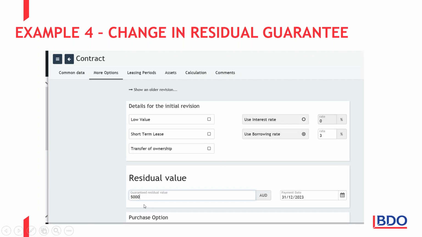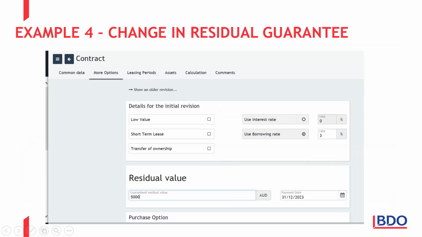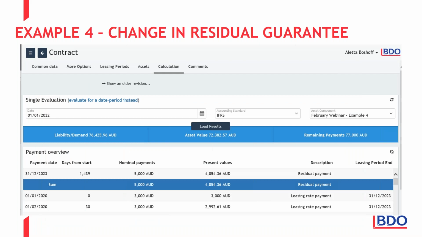So Aletta has gone ahead. We've created a reassessment. We've clicked on the reassessment button in our technology tool, and we update the residual value to $5,000. That's our change. At the 31st of December 2023, so that date has not changed because that's still the estimated date of change. And then the question again is, do you have a change in the discount rate? And Aletta had the diagram up before, but you do not change the discount rate on the estimate residual guarantee because you're not repricing the contract. So we don't change the incremental cost of borrowing. And very nicely, our schedule has changed.